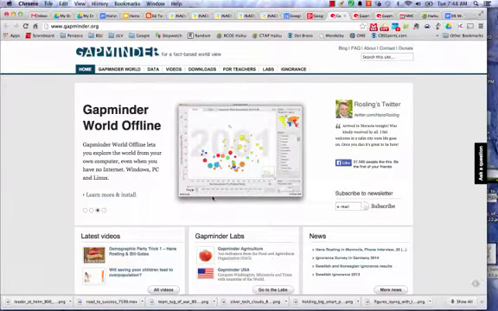Anyway, that's a little bit about Gapminder. I find it fascinating, so I hope that was helpful for you as well.